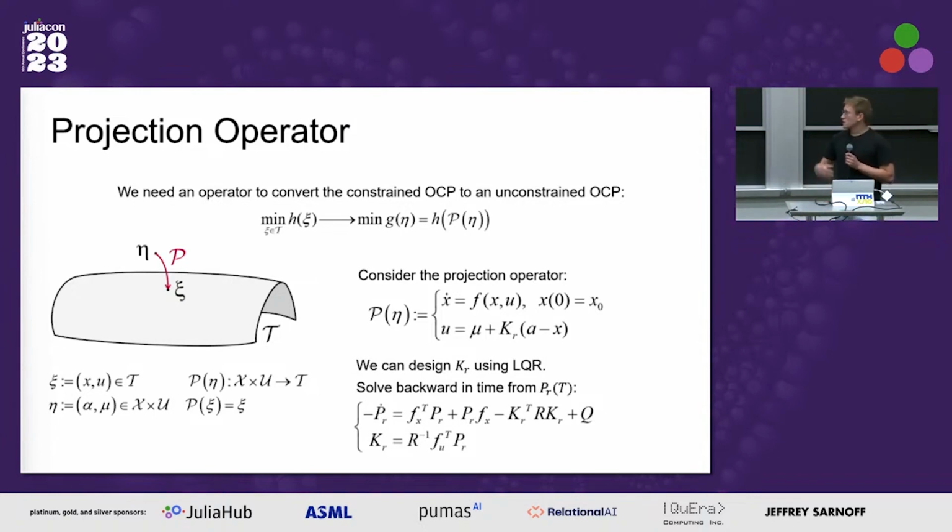To do this, a common approach is to use LQR. We can essentially solve the Riccati equation backwards in time from a terminal condition, which is usually defined by an algebraic Riccati equation. And we do this using Jacobians. The fx and fu that you see in there are the Jacobians of the dynamics evaluated around the curve eta. So this is a pretty useful approach. And by solving this, we now have an operator that we can use.